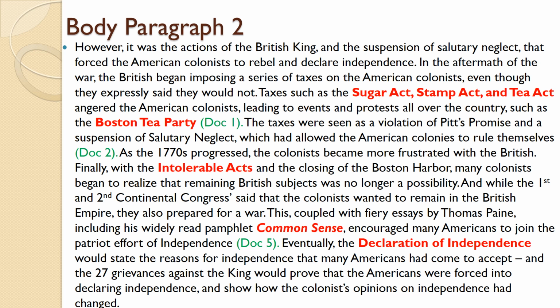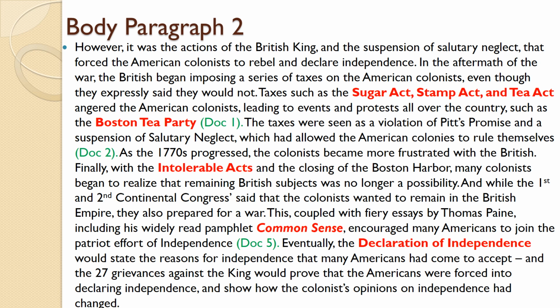Anyway, in the aftermath of the war, the British began imposing a series of taxes on the American colonists, even though they expressly said they would not. Taxes such as the Sugar Act, Stamp Act, and Tea Act angered the American colonists, leading to events and protests all over the country, such as the Boston Tea Party.